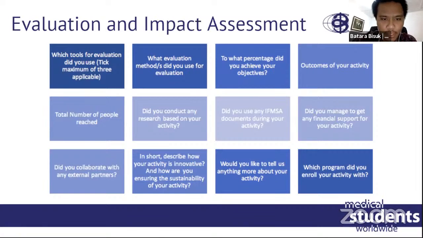And then outcomes of your activity: you can mention the long-term outcomes, the short-term outcomes, the positive outcomes, and also negative outcomes. So it doesn't have to be short-term outcomes only, and not only the positive outcomes, but if you have any negative outcomes, you can also try to mention them there. And then you will be asked about the total number of people reached from your activity. Try to put the exact number there if you have any data, and try to collect the data during your activity, so you can have a good report.